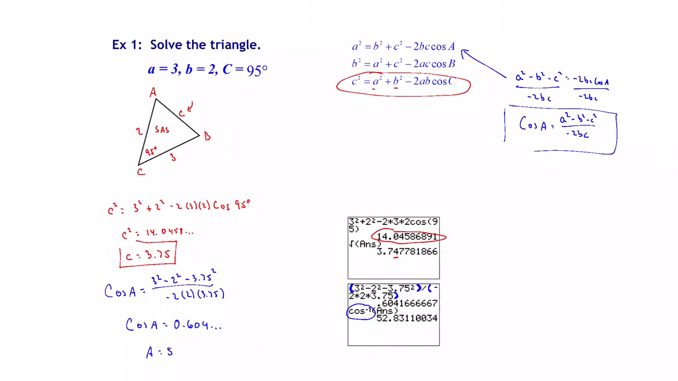So A is approximately 52.8 degrees. And now that you have two angles, you can solve for the third angle by subtracting. So we will find angle B, which is the last one. So that's equal to 180 minus the original 95 degrees minus angle A, which is 52.8 degrees. And if you subtract all those, you will get 32.2 degrees. And so you've solved the triangle. Here's angle B, here's angle A, and then side C. And so that is using the law of cosines to solve a triangle.